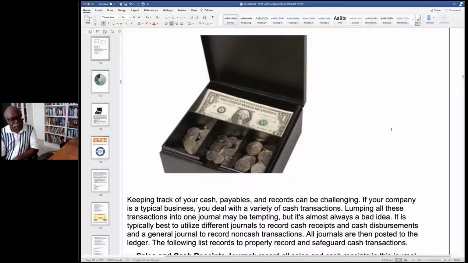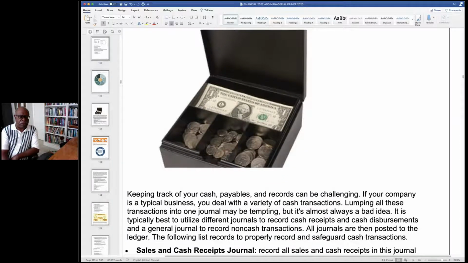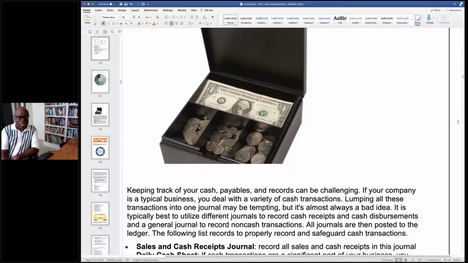Well, just think about it. When some of you are going to be accountants, you're going to have clients, or you'll be working with businesses, and keeping track of numerous transactions of cash, payables, etc., can be challenging. And so there's certain things that we do to help the process.